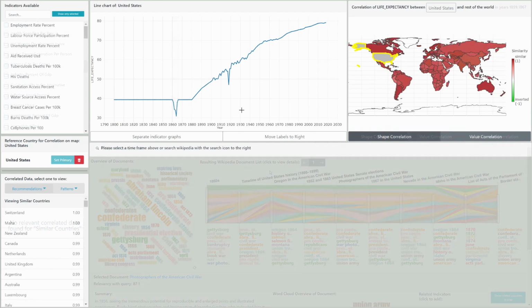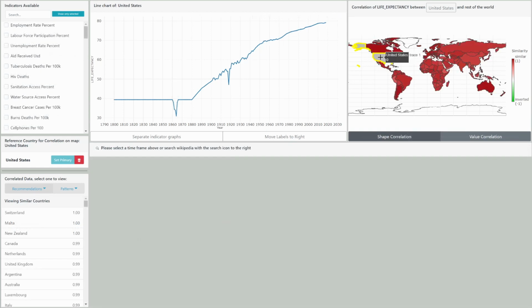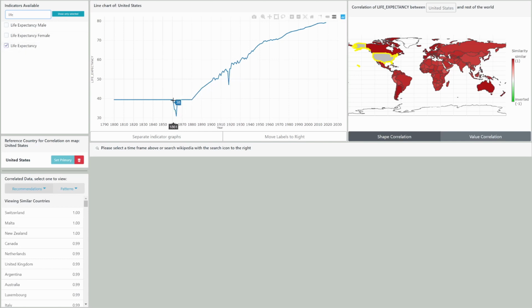Let us do an experiment. First, select United States, select life expectancy, and by investigating the line chart, we can see two valleys, one around 1864 and another one around 1918.